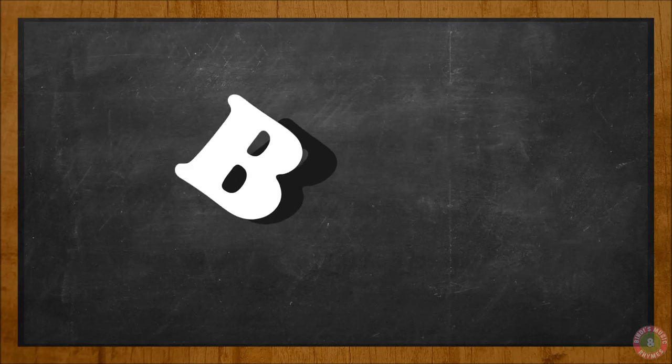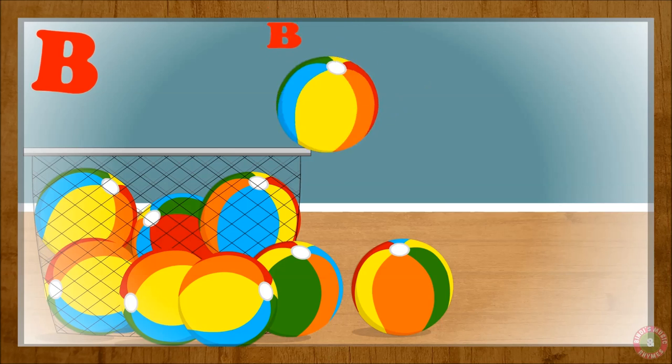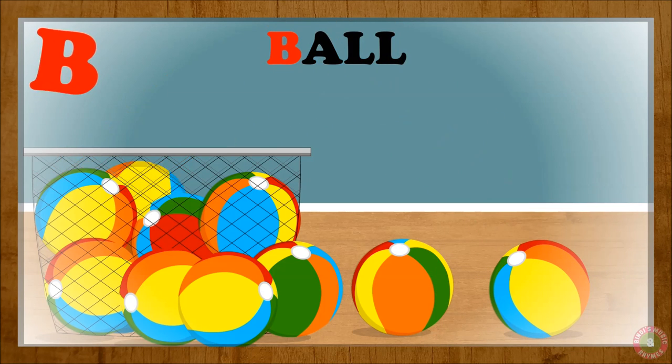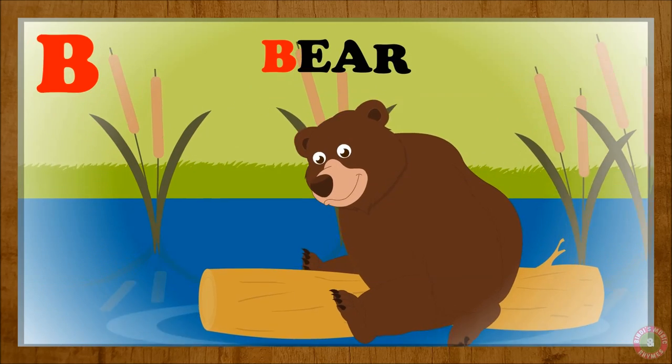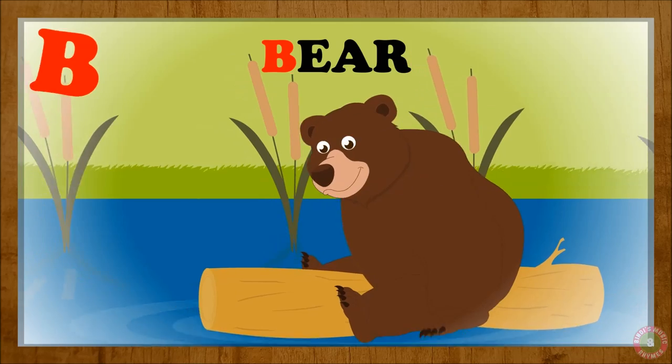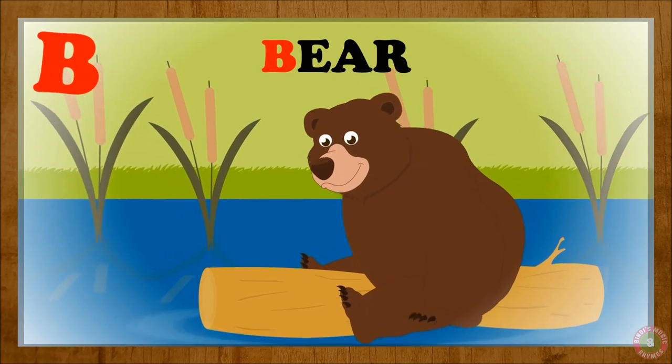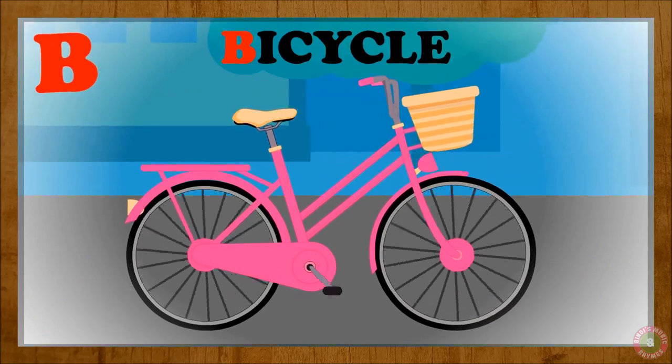Let's do the letter B. B. B for ball. Ball. B for bear. Bear. B for bicycle.